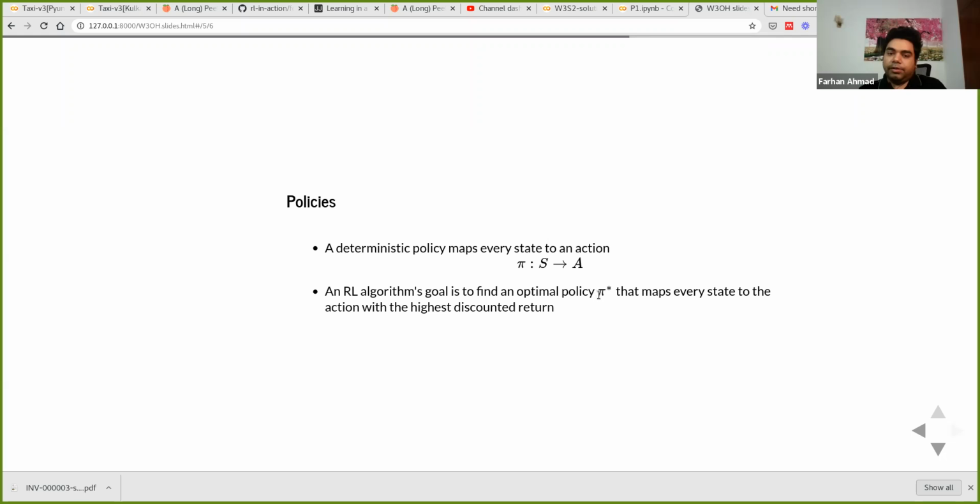So generally, when you look at the literature, pi is the policy, and the optimal policy that you eventually want to learn is denoted by pi star, so a small asterisk at the top.